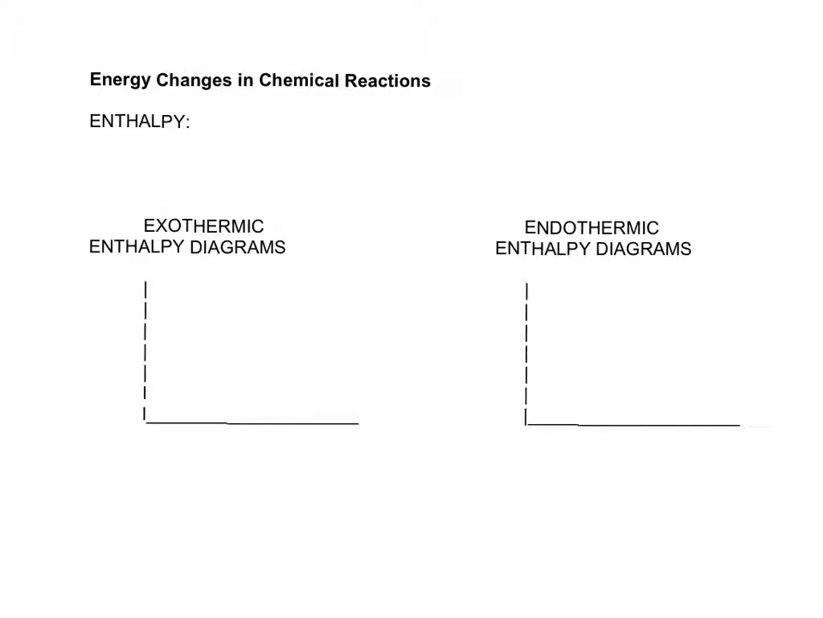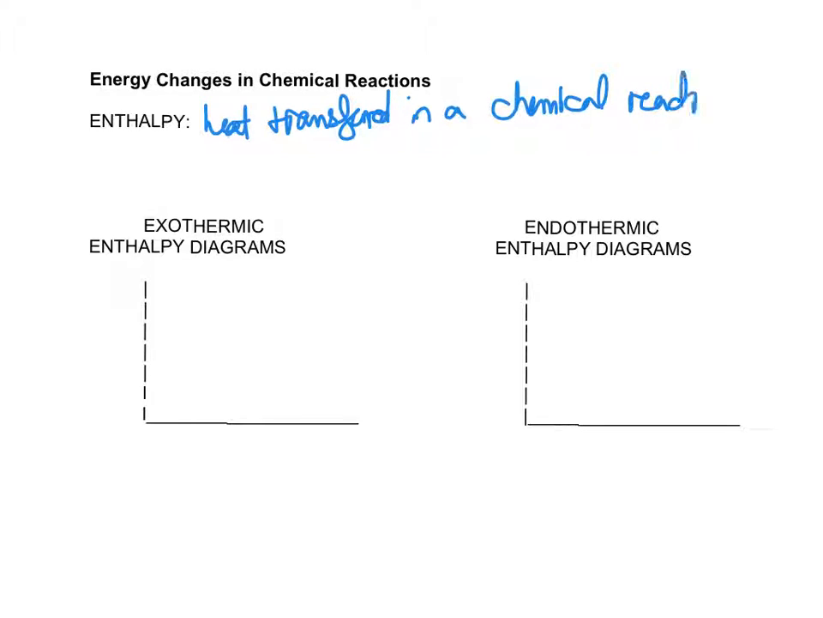So let's first define enthalpy here. So it is the heat transferred in a chemical reaction. The symbol for enthalpy is delta H. The symbol for heat is lowercase q. And again, heat and enthalpy are kind of the same thing. It's just typically we use enthalpy for chemical reactions, whereas heat is just for other processes that involve heat transfer.